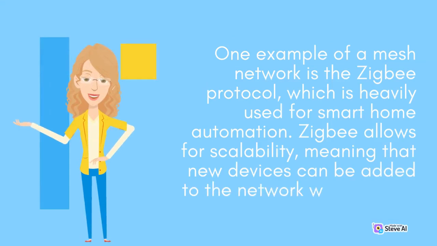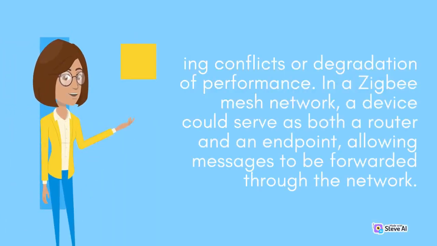One example of a mesh network is the Zigbee protocol, which is heavily used for smart home automation. Zigbee allows for scalability, meaning that new devices can be added to the network without conflicts or degradation of performance. In a Zigbee mesh network, a device could serve as both a router and an endpoint, allowing messages to be forwarded through the network.